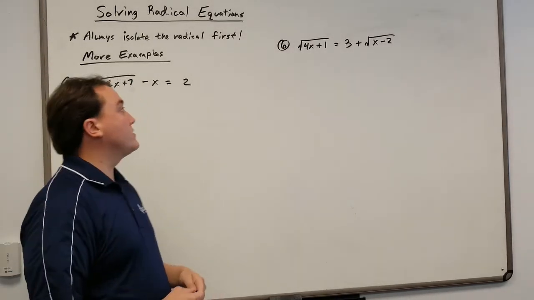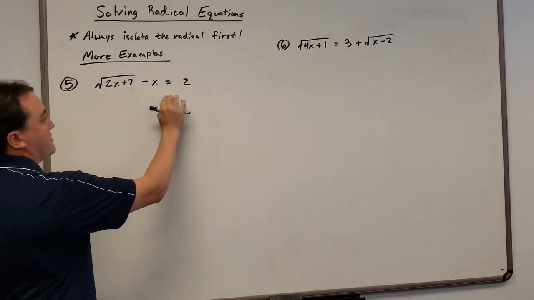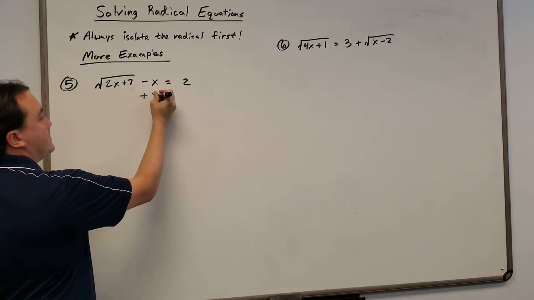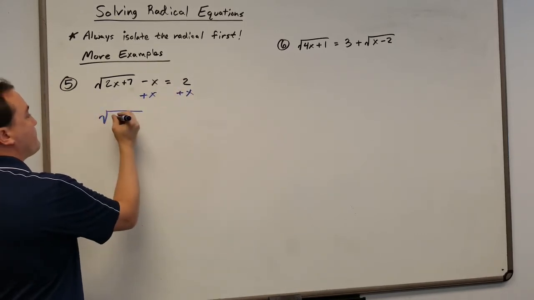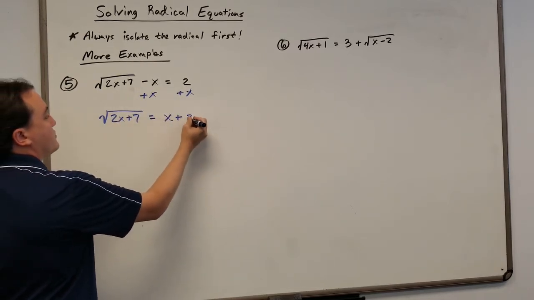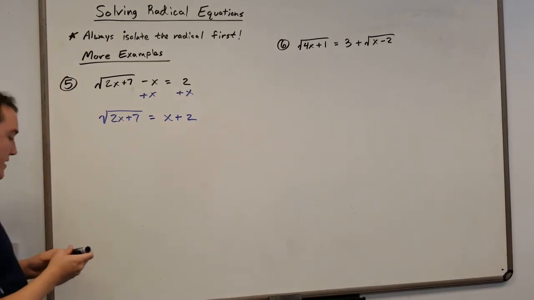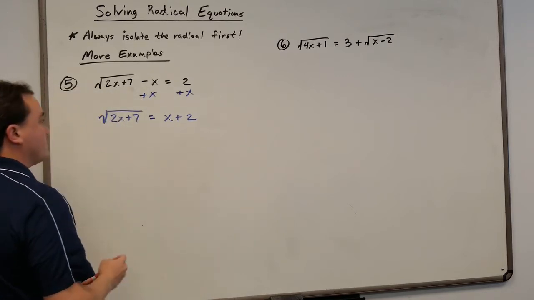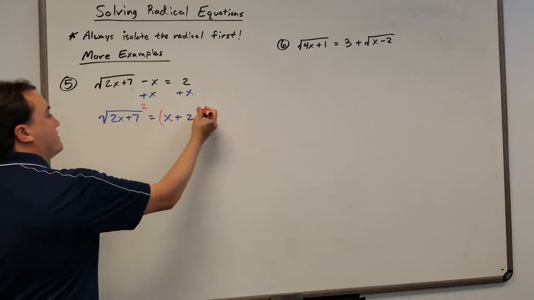Okay, so two more examples, and these are the harder ones. So again, for this problem, we want to isolate the radical. So we have a square root of 2x plus 7 minus x equals 2. We want to add x to get the radical by itself. So we get square root of 2x plus 7 equals x plus 2. Then we square both sides.